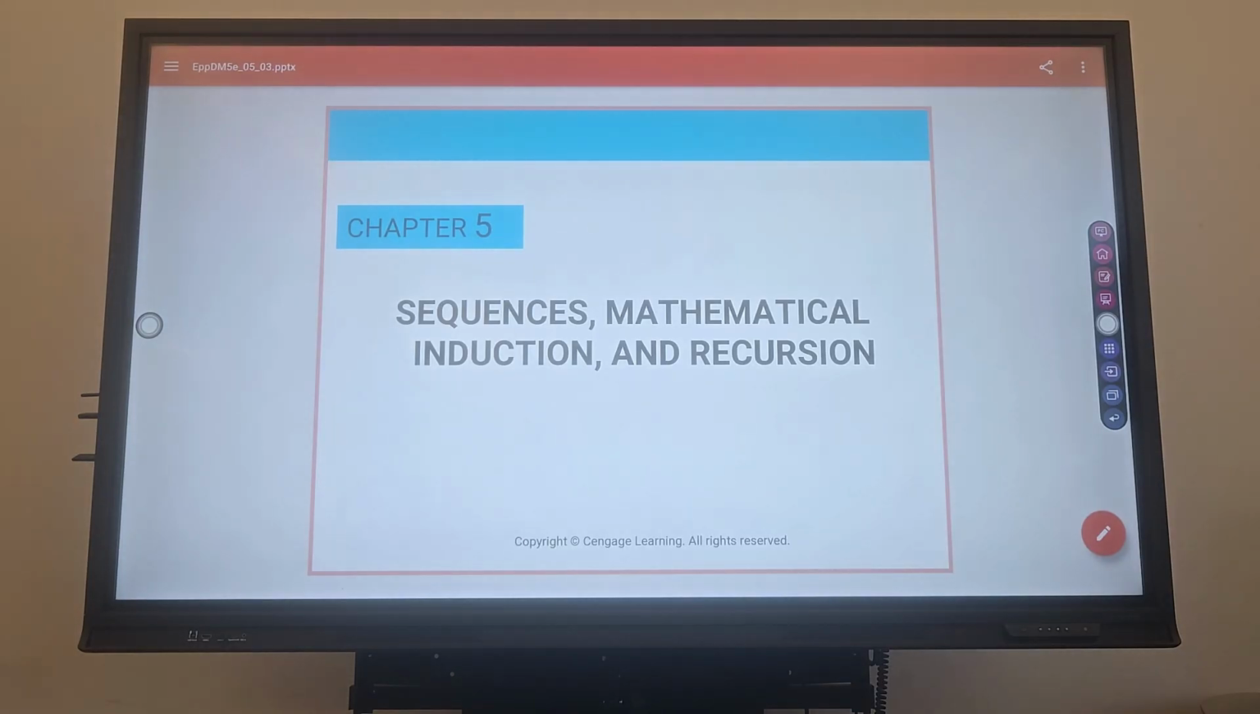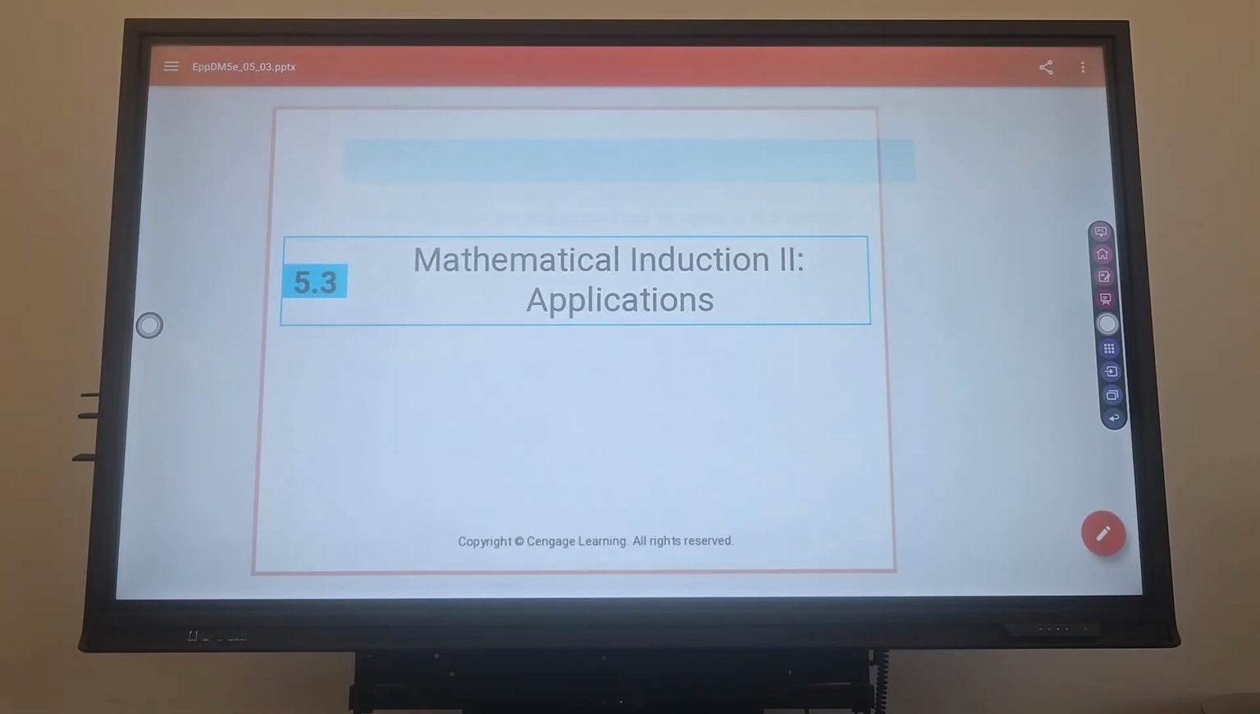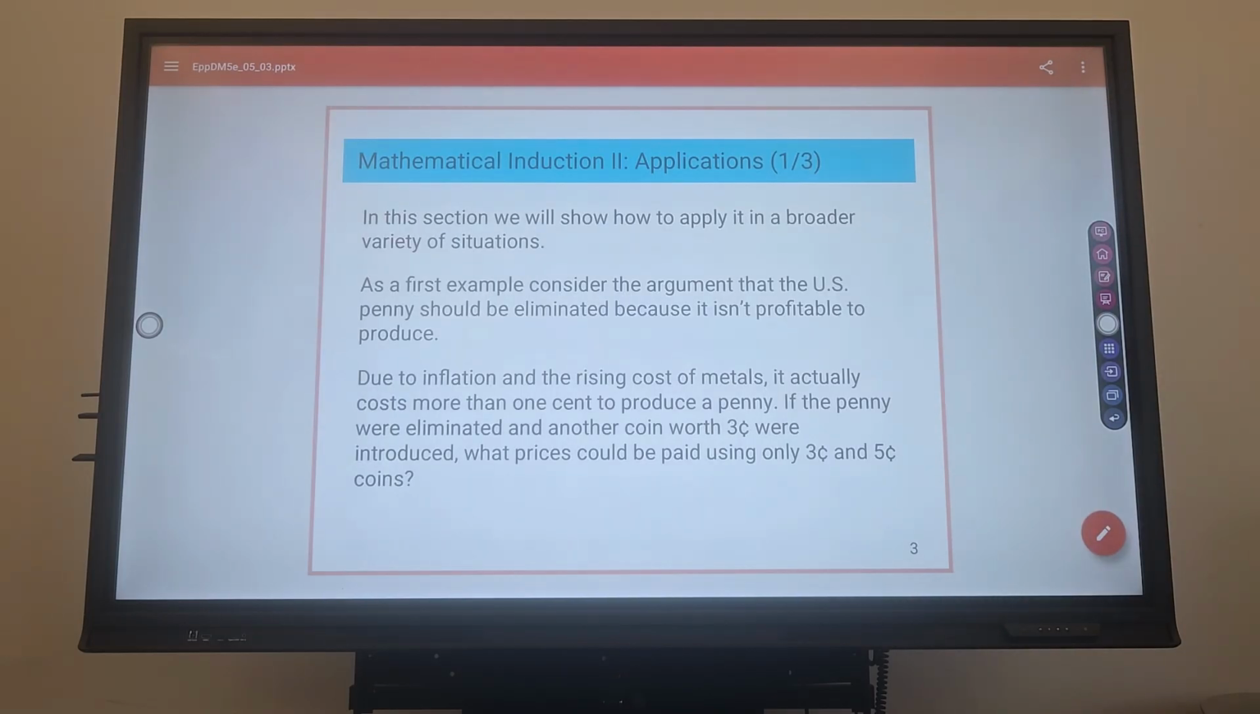We'll go on to Mathematical Induction Part 2, Applications. In this section, we will show how to apply it in a broader variety of situations. As a first example, consider the argument that the US penny should be eliminated because it isn't profitable to produce. Due to inflation and the rising cost of metals, it actually costs more than 1 cent to produce a penny. If the penny were eliminated and another coin worth 3 cents were introduced, what prices could be paid using only 3 and 5 cent coins?